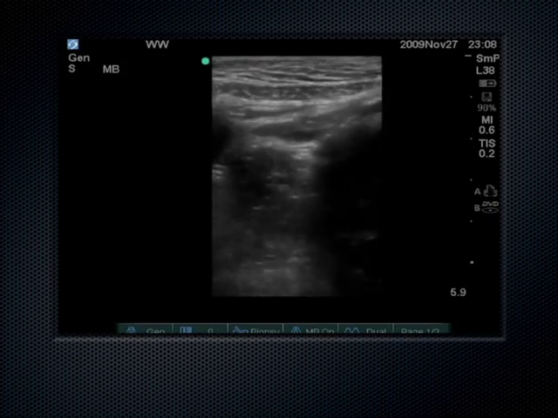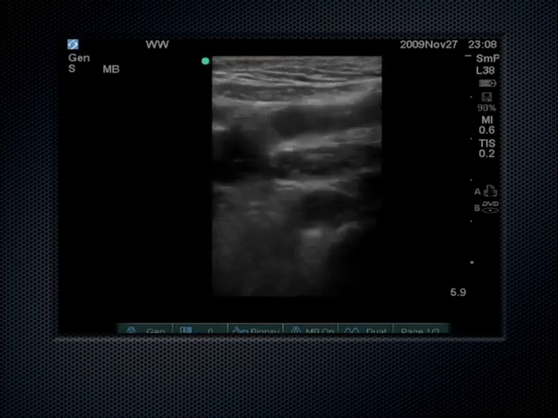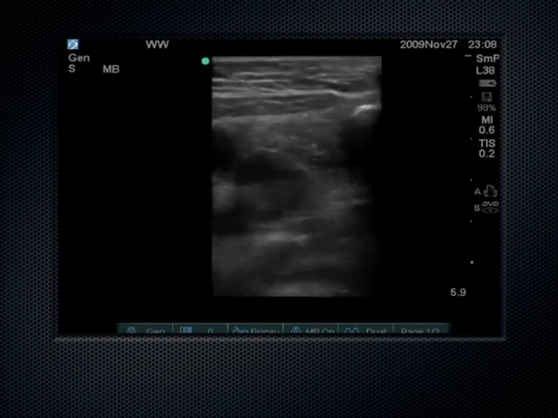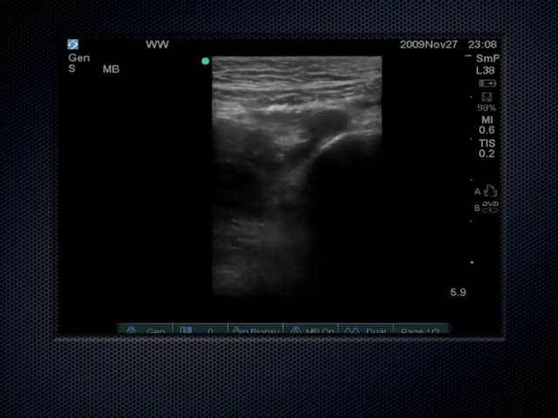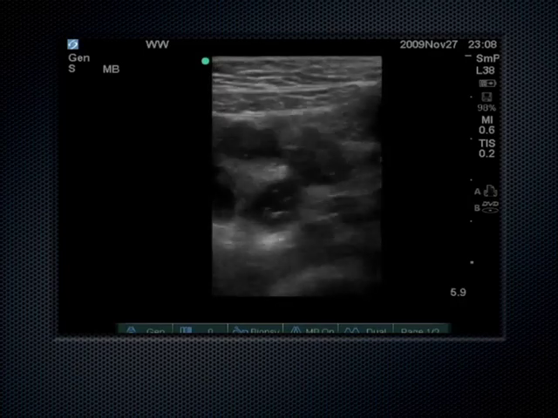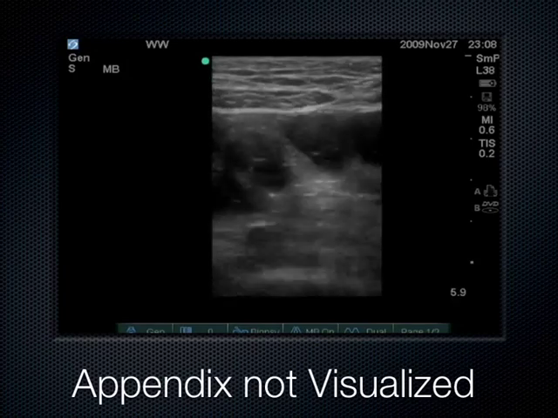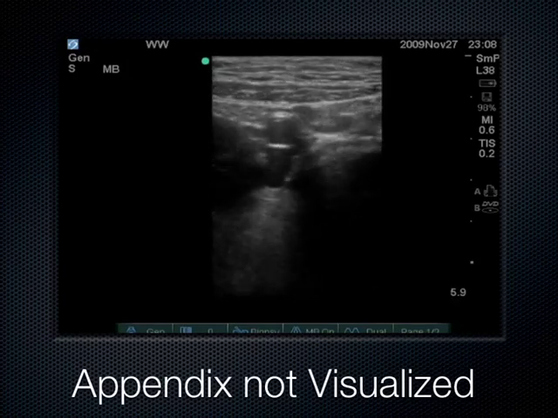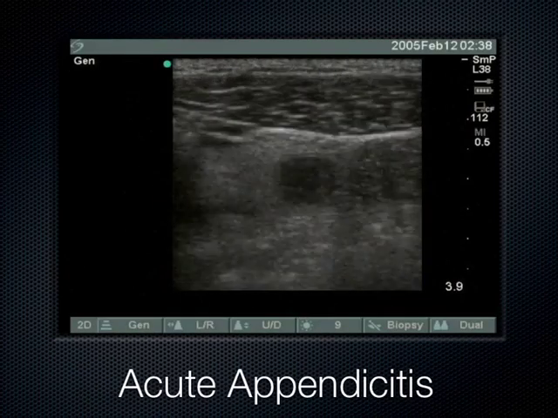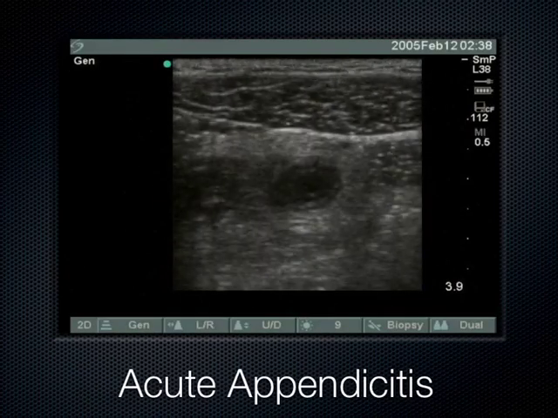Now, I know what you're thinking. You're sitting in the audience going, I don't see what the heck he's talking about. I just see some stuff moving around the screen. But when the probe is in your hands, there's some kind of weird feedback loop going on that makes this easier to see. So in this case, it was normal. We didn't see the appendix, and the patient actually ended up getting a CT scan, which was negative for appendicitis. And we called the patient back, and they were fine.